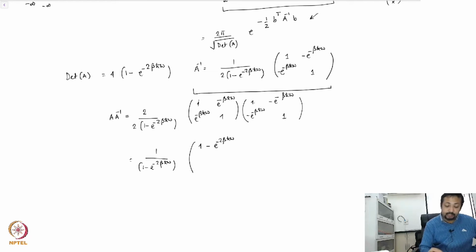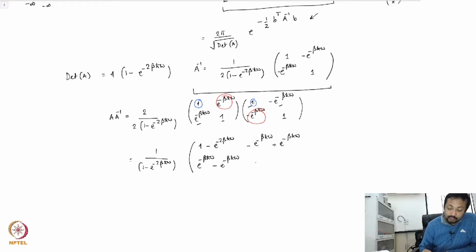This multiplies this, and this multiplies this, for the first element. The second element is going to be minus e to the power minus beta h bar omega plus e to the power minus beta h bar omega. This element is going to be e to the power minus beta h bar omega. This multiplies this, and then 1 multiplies this, gives you minus e to the power minus beta h bar omega. Finally, the last element is going to be 1 minus e to the power minus 2 beta h bar omega.